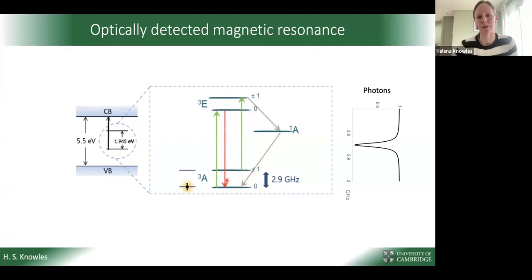So if we do a typical experiment called optically detected magnetic resonance, we can sweep this microwave frequency, as you see here on the right. If we're monitoring the number of photons that we collect from this defect, we'll see a drop as we hit the right frequency to transfer population from the bright state to the dark state. Now, why is this interesting?